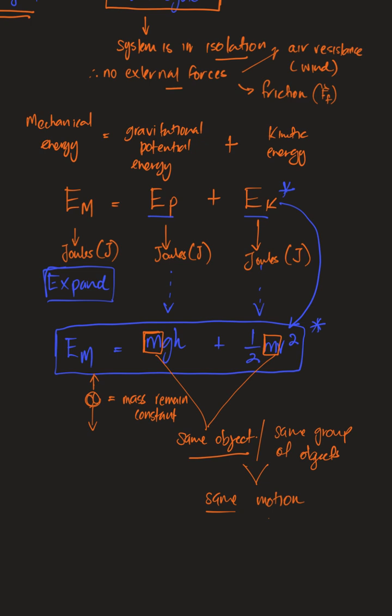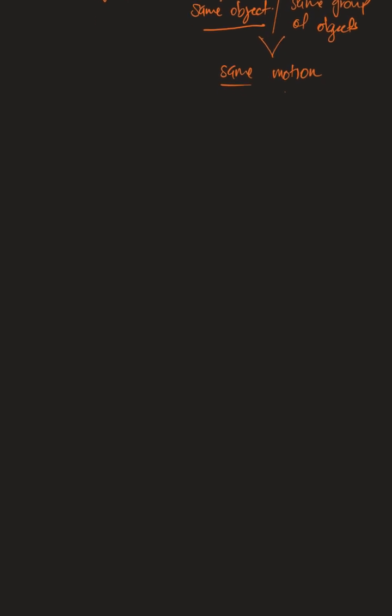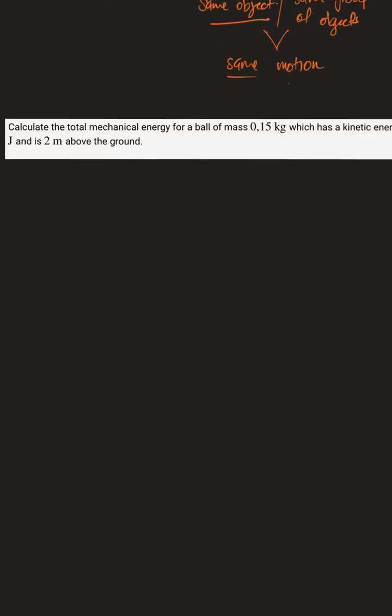So let's have a look at a little bit of an example of how we can use this formula. Let's just move the whole page over here. Right, let's have a look here. It says, calculate the total mechanical energy. So they want the total mechanical energy for a ball which has a mass of 0.515 kilograms. It has a kinetic energy of 20 joules and is 2 meters above the ground.